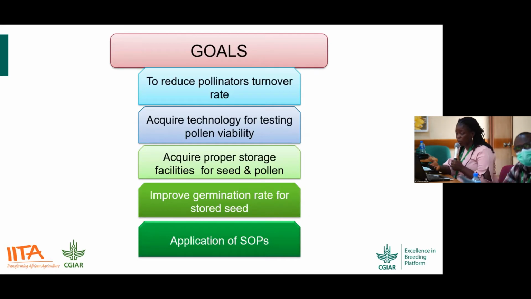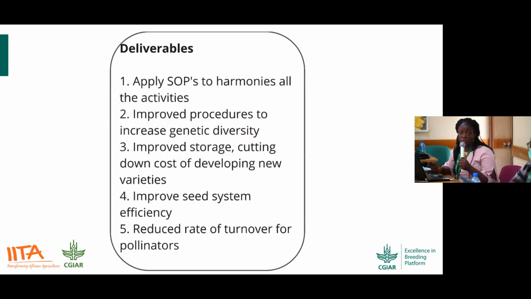So, we therefore come down to our goals: to reduce the rate of pollinators turnover, to acquire technology for testing pollen viability, to acquire proper storage facilities for seed and pollen, then improve germination rate for stored seed, and application of SOP. So this comes down to deliverables, things that we would love to see. Next slide, please.